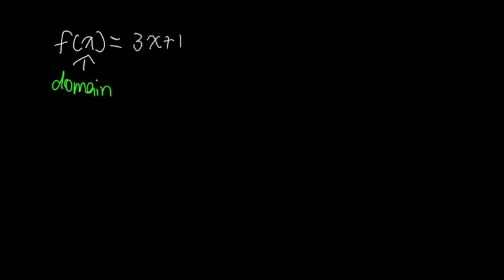Okay, first of all, we have a function, and a function is like this: f of x, where this is always the domain of the function. Often a function will be set up like this. So f of x is equal to, say, 3x plus 1. 3x plus 1 is the definition of the function.